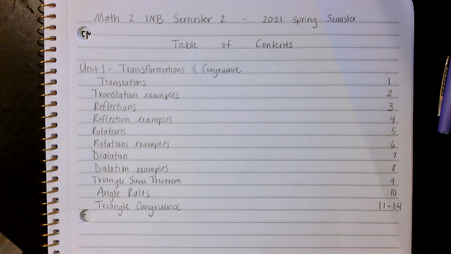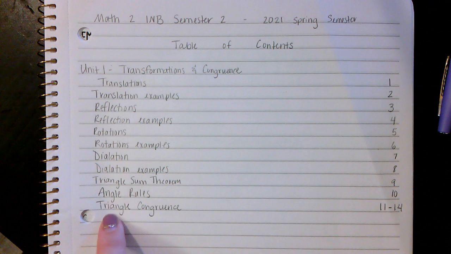Hey guys, so for today we're going to be looking at triangle congruence, which is just understanding how we can tell if triangles are congruent, or alike and the same, based on different rules that we have.